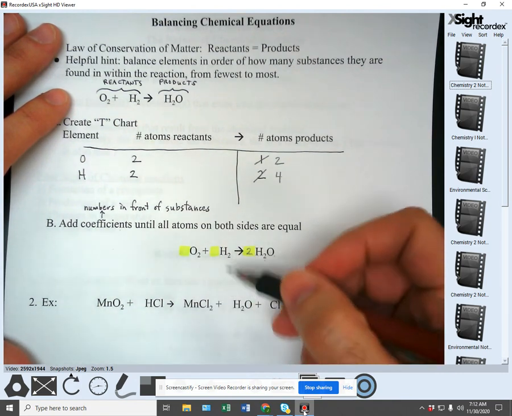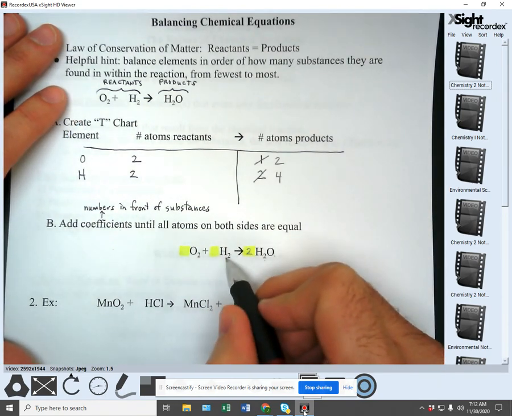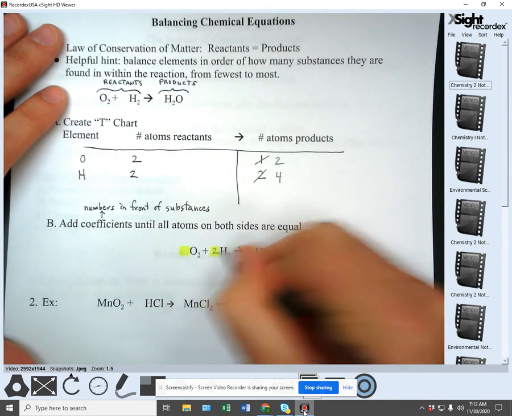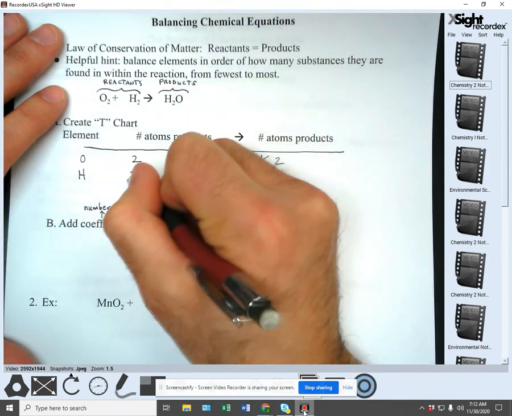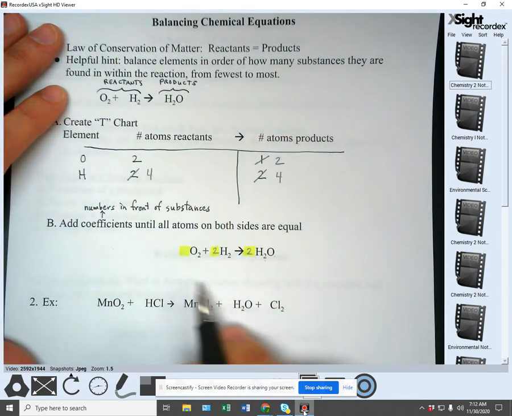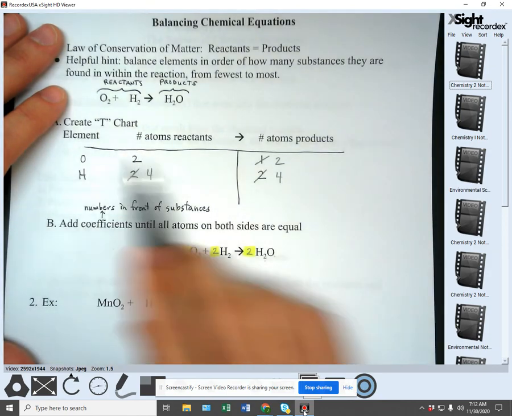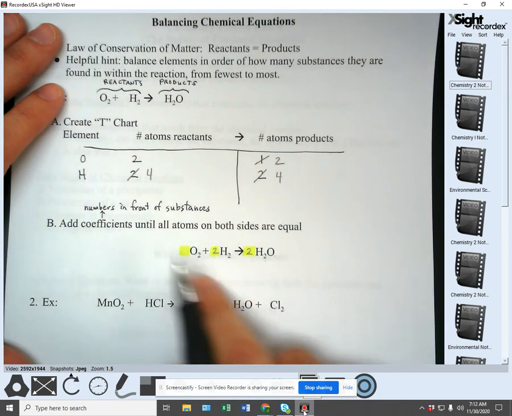How do we do that? Well, I need 4 total. So what coefficient can I put in front of here to give me 4? Remember, we're multiplying. If I put a 2 in front of this, 2 times 2 gives me 4, and that changes the hydrogens, and my oxygens haven't changed. Now if I look, 2 oxygen, 4 hydrogen, boom, I'm balanced. So this is the balanced equation.